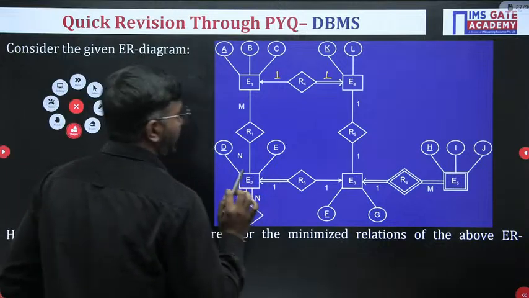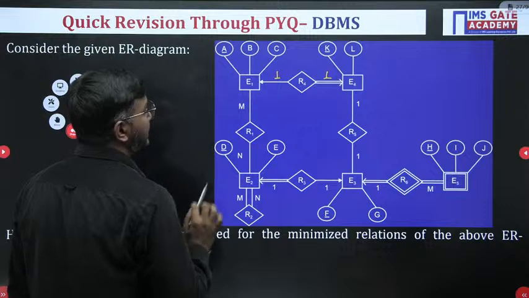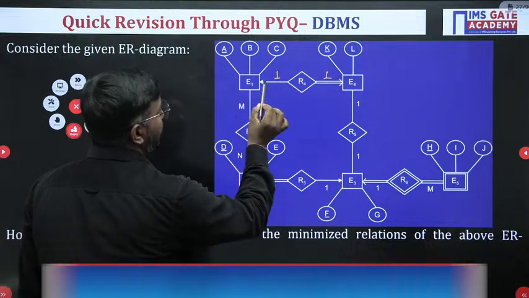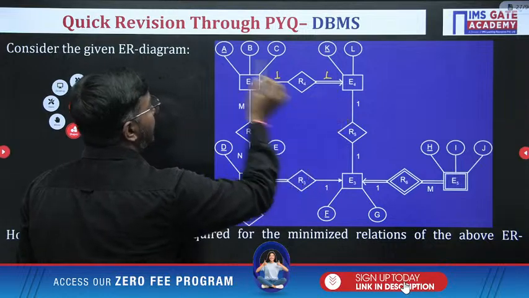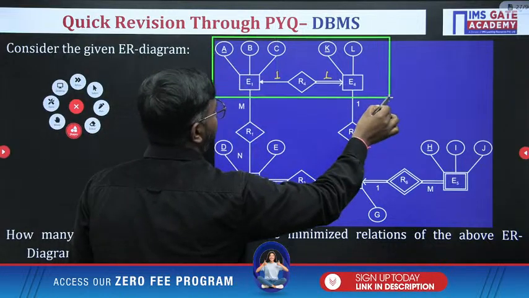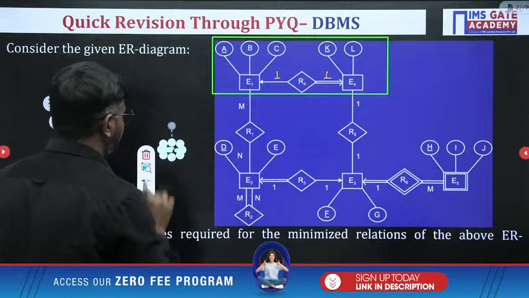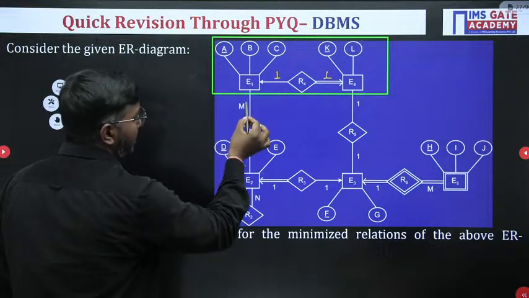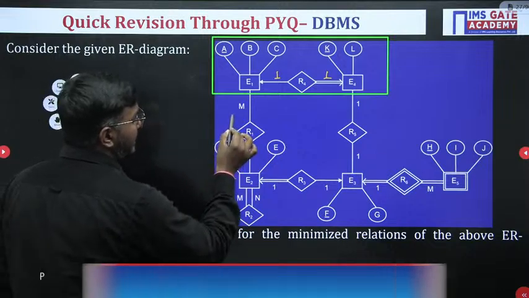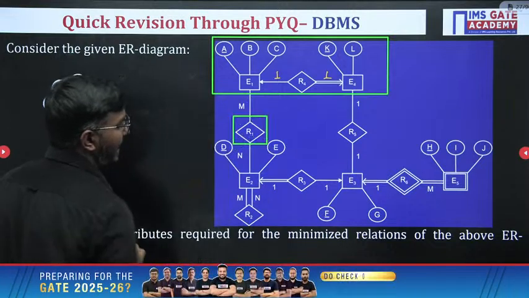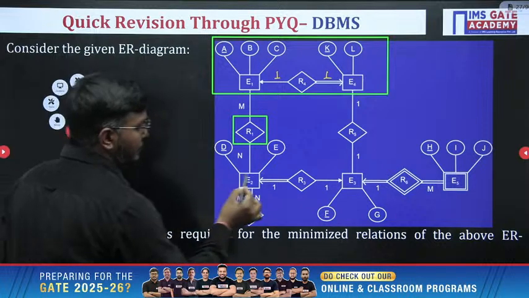Now see, as we already discussed, when we have 1-to-1 and any one side has total participation, then this gets merged into a single table. Fine. This is a single table. Now here many to many, both sides partial participation, it means this has a separate table.